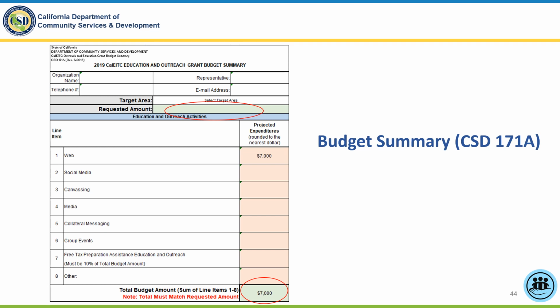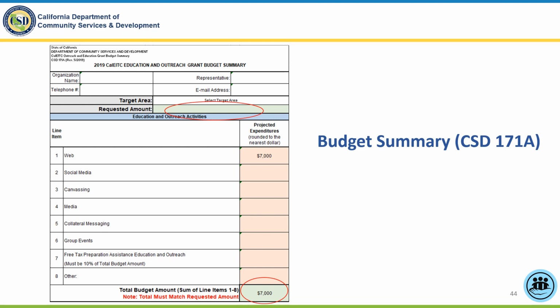If you are conducting education and outreach strategies other than what is listed on the budget summary, identify those outreach strategies on the rows labeled Other. Remember, the budgeted line items should correspond with the activities listed on your scope of work, and the total budget amount must match the requested amount as indicated in the example by the red circles.